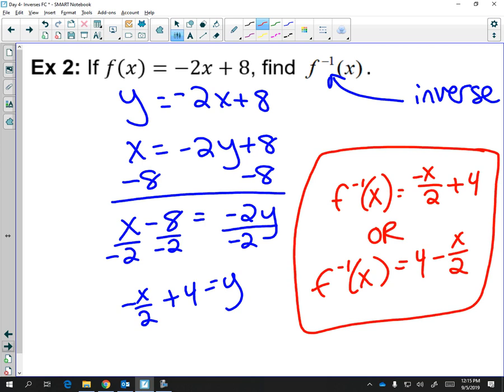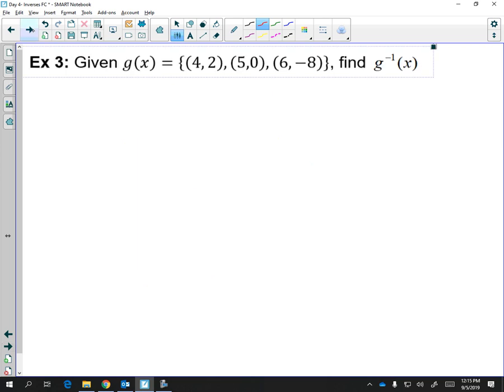Okay, time for one last example. And in this example, they don't give you an equation. However, we know because of the notation, they're still asking you for the inverse. So there are no steps to this really like the other examples, right?